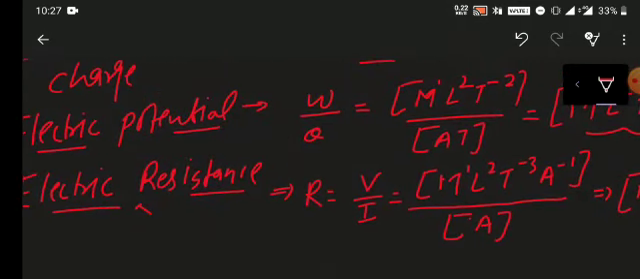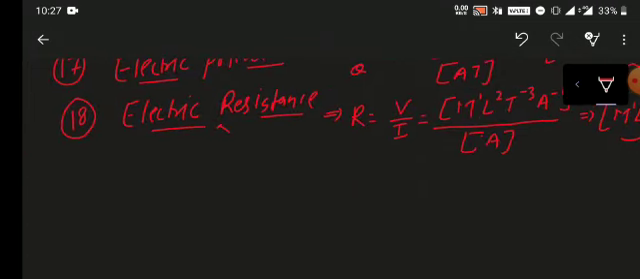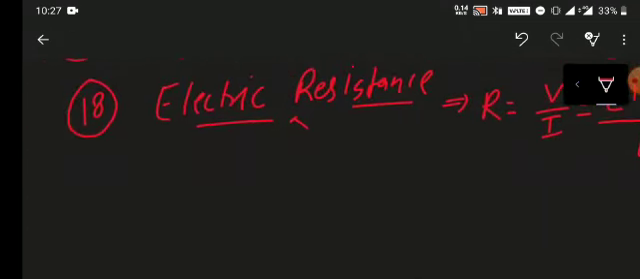So we have done very important terms and the dimensions of these terms. Now let's talk about some dimensions of constants. If I talk about refractive index, for example.